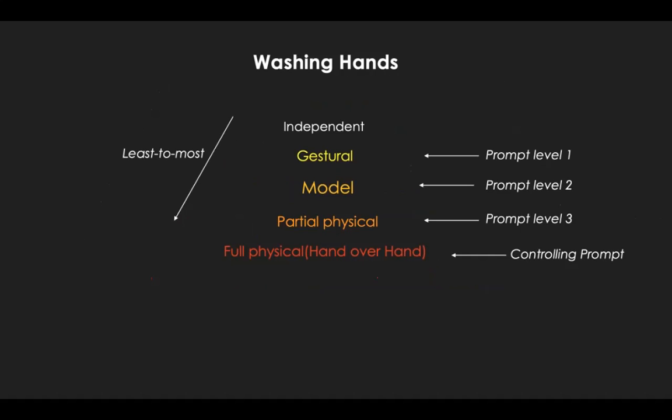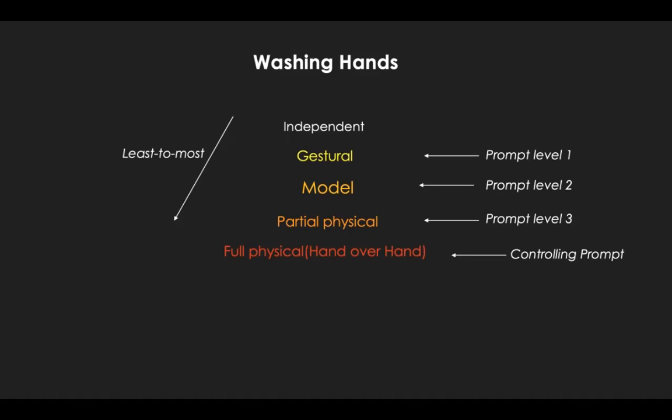But if they end up not being able to do that, then we move on to prompt level 1. In this case, that's a gestural prompt. So that might be pointing at the bottle of soap. If they still aren't able to do this, then we move on to the next prompt level. And that might be a model. We demonstrate how to get soap, and then we give them a chance to do it.